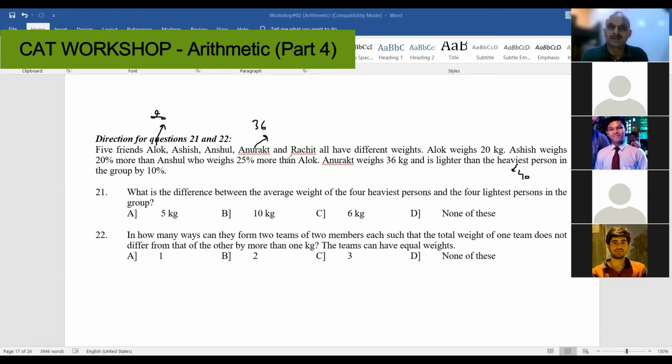Sir, Ashish is 30, Anshul is 25 kg. Yes, sir. How do you say Ashish is this thing?